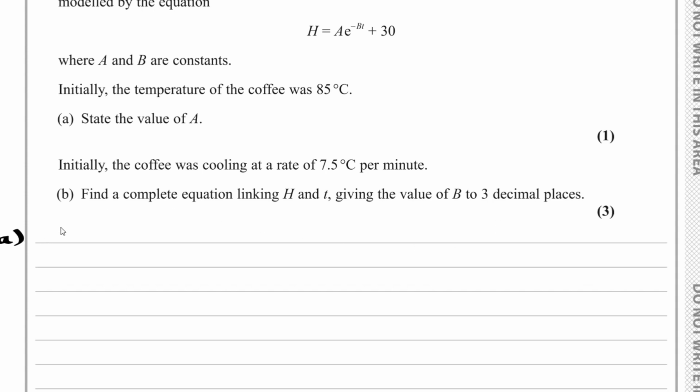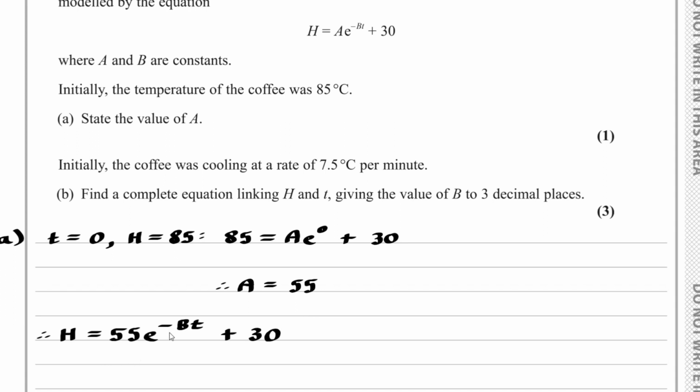For part A, we are given a condition that when t equals 0, H is equal to 85. And if we substitute these into our equation, we have 85 equals A multiplied by e to the 0 plus 30. And e to the 0 is just 1. So we have the value of A equaling 55, which means H is equal to 55 e to the negative bt plus 30.